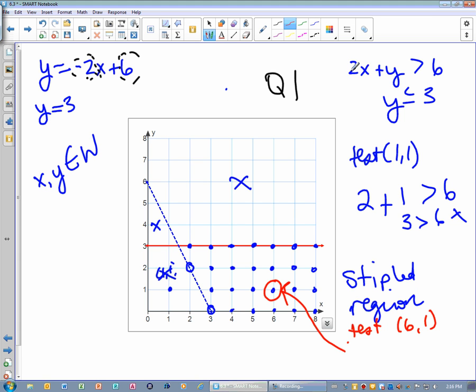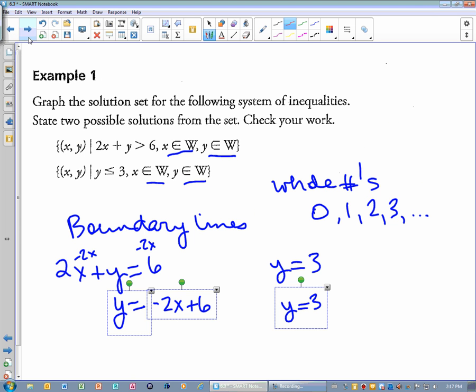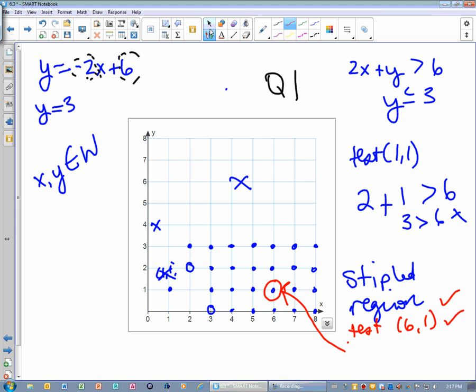So if I tested it up here, I'd have 2 times 6 is 12, plus 1 is 13. 13 is bigger than 6. That works. Second one, y has to be less than or equal to 3. Y is 1. 1 is less than or equal to 3. So I make sure that an answer in my solution region works. So the question did say, state 2 possible solutions from the set. So you can pick anything in here. So 6 and 1 would work, 7 and 1 would work, 6 and 0 would work. Any of the dots would work.